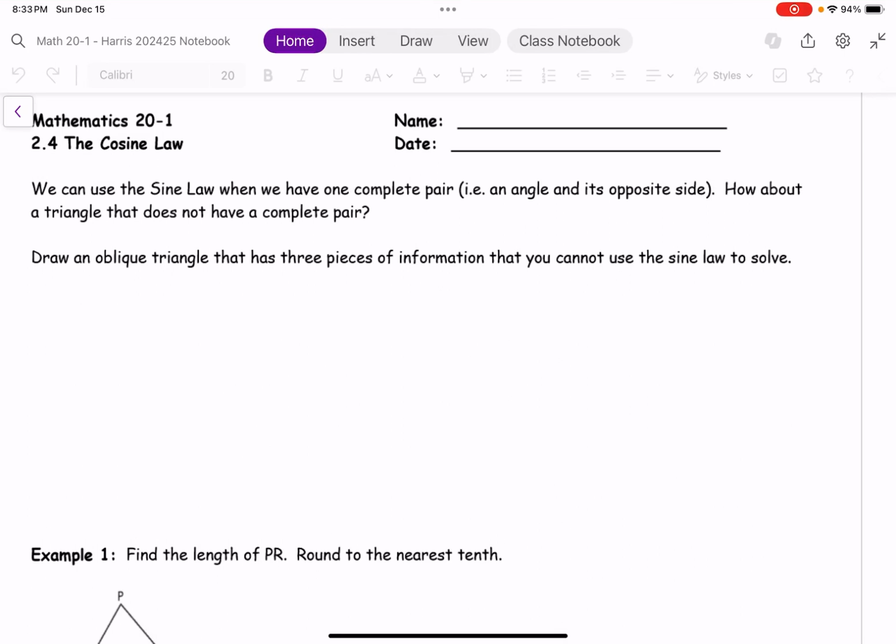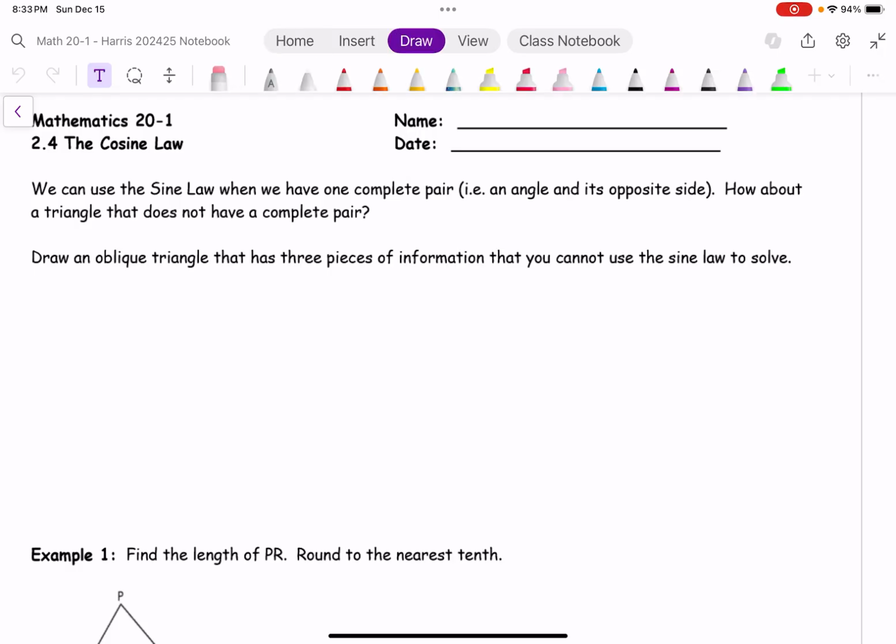Okay, 20-1, this is going to be our last lesson of trigonometry. I'm sorry I can't be there, but you guys are going to rock it, and I just know that. So on Thursday, we started talking about the sine law.